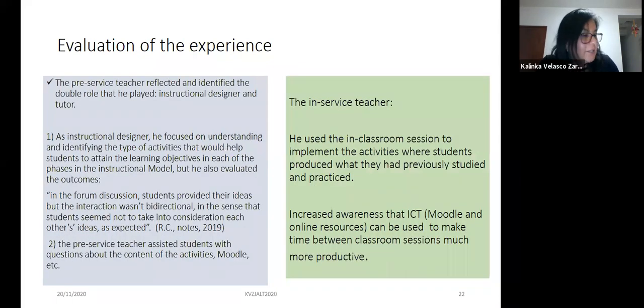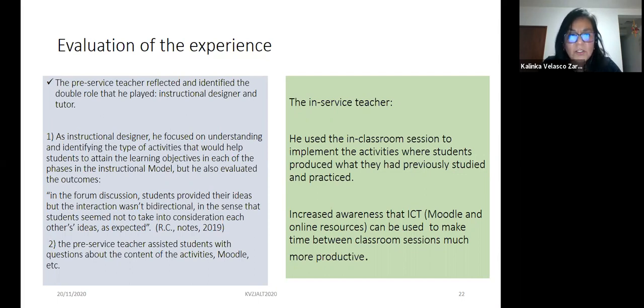The preservice teacher reflected and identified the double role that he played, instructional designer and tutor. As instructional designer, he focused on understanding and identifying the type of activities that would help students attain the learning objectives in each of the phases in the instructional model, but he also evaluated the outcomes.